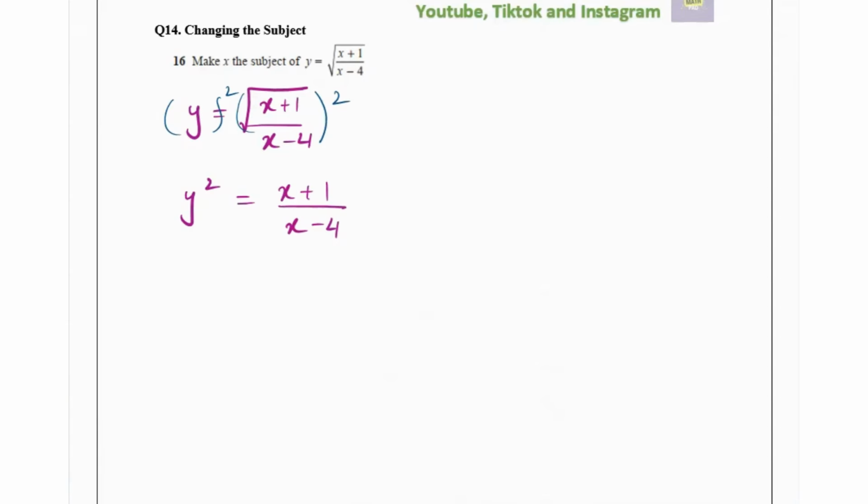How is the root getting cancelled out? The root represents a power of 1 over 2. And as you know, when there's a power outside the bracket and inside the bracket, we multiply them. So 1 over 2 times 2 is 1. So (x plus 1) over (x minus 4) is what we're left with. Now you're going to cross multiply to get rid of the fraction.